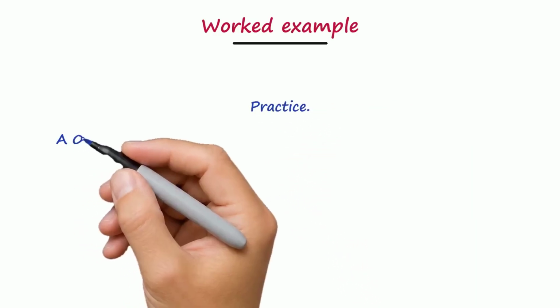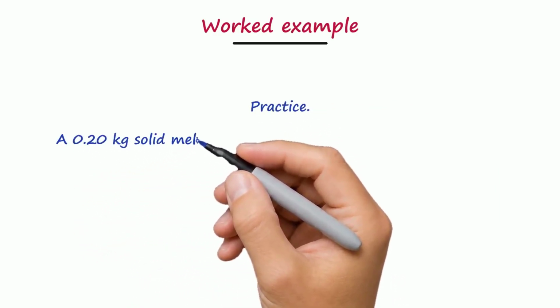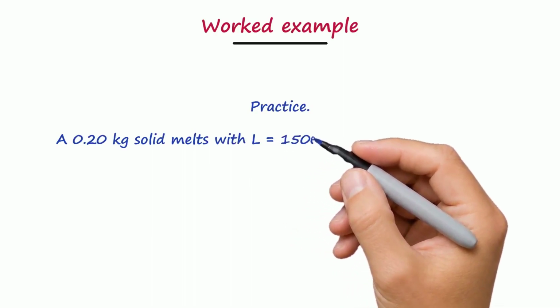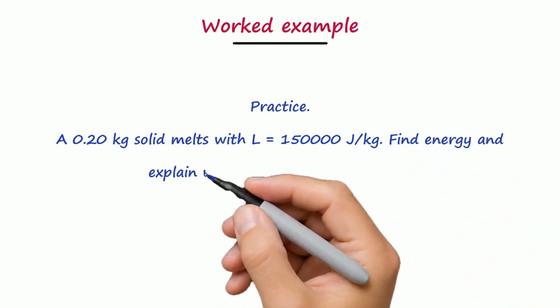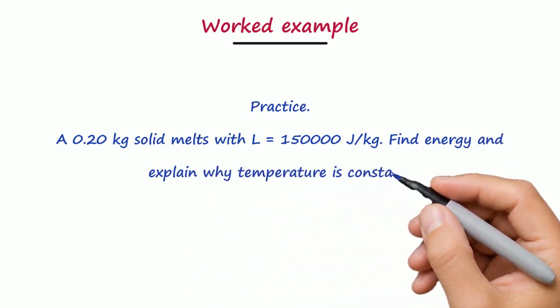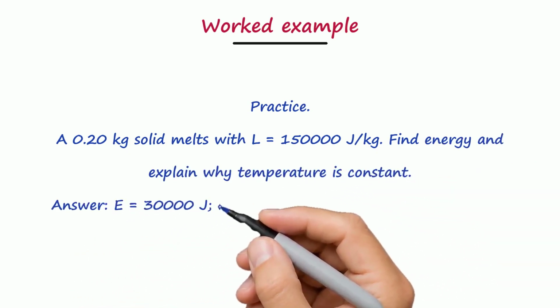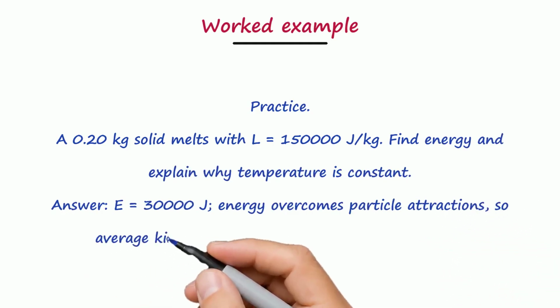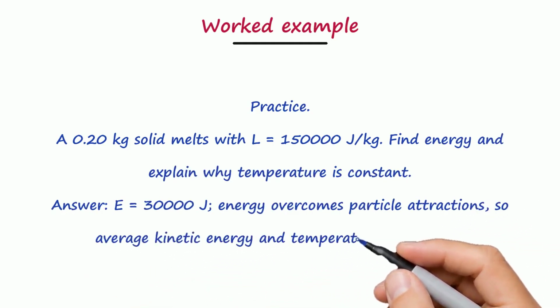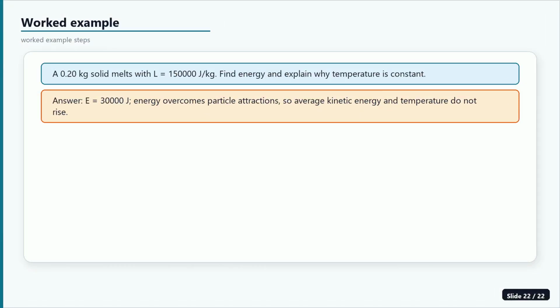Practice. A 0.20 kg solid melts with L equals 150,000 J per kilogram. Find energy and explain why temperature is constant. Answer: E equals 30,000 J. Energy overcomes particle attractions, so average kinetic energy and temperature do not rise. Watch the numbers land in the matching symbols. Check that units cancel cleanly. If they do not, the setup is wrong even before the arithmetic.